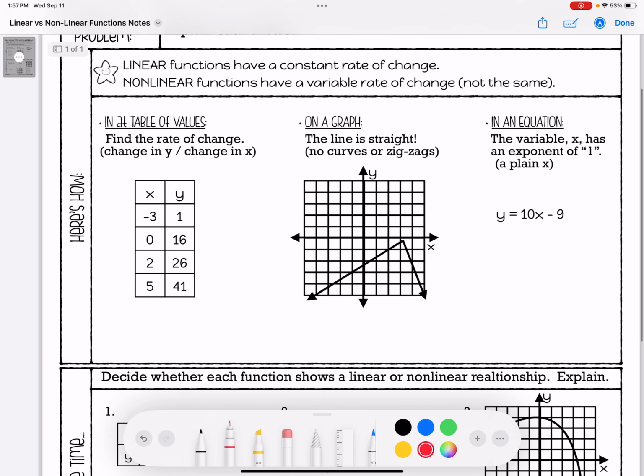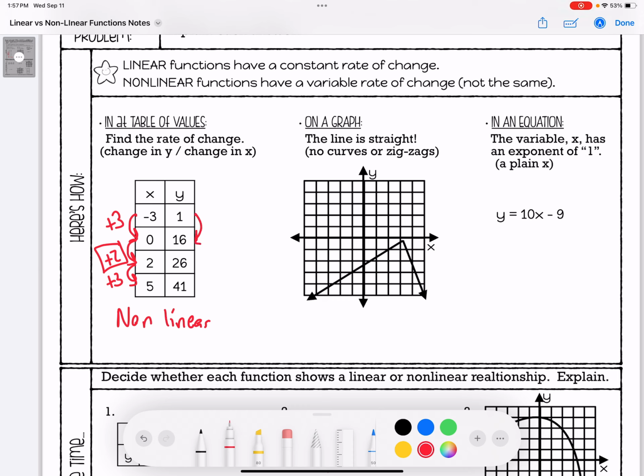So when we're looking at a table of values, what we're looking for is a constant rate of change. To get from -3 to 0, I would add 3. To get from 0 to 2, I would add 2. To get from 2 to 5, I would add 3. Because of this +2 here, that does not have a constant rate of change. If that +2 was a +3, it would be a constant rate of change, and I would look at the y side and see if that is a constant rate of change. So this one is nonlinear, because of that +2.